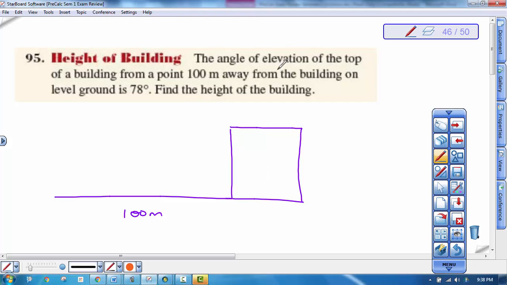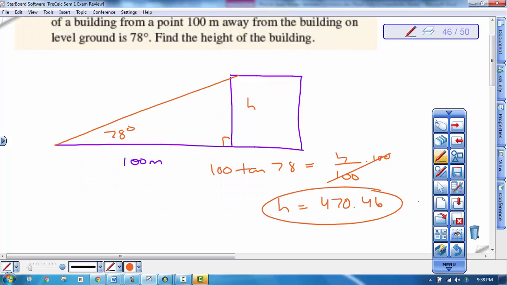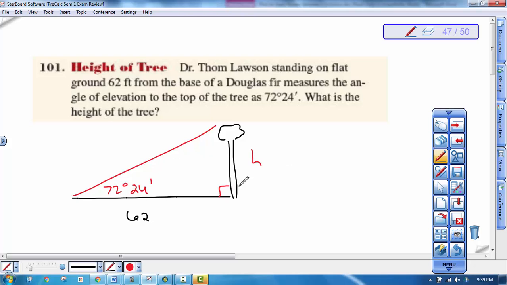Next problem is pretty easy. It says the angle of elevation to the top of the building at a point 100 meters away. They've given us this angle right here, 78 degrees, and they want us to find the height of the building. Got a right triangle. We can do opposite over adjacent. So we can do tangent of 78 equals opposite over adjacent and multiply both sides by 100 to get the height, which gives us about 470.46.